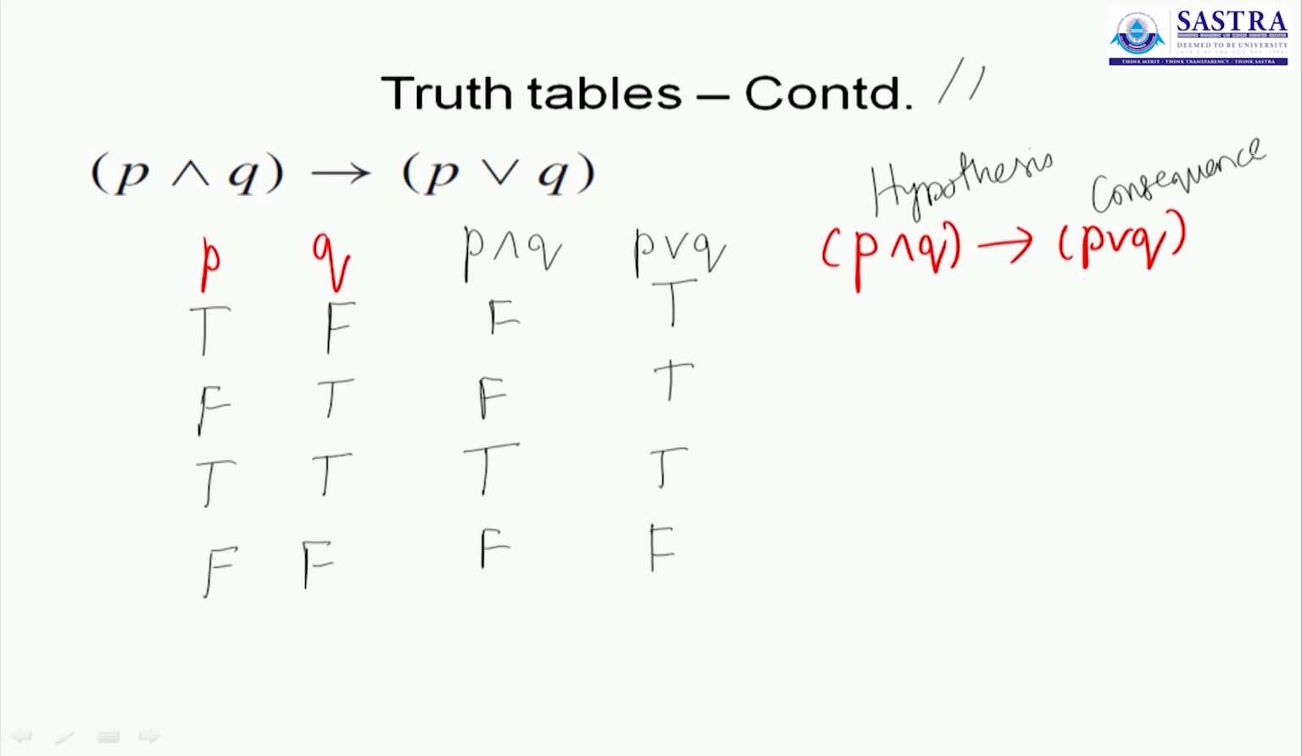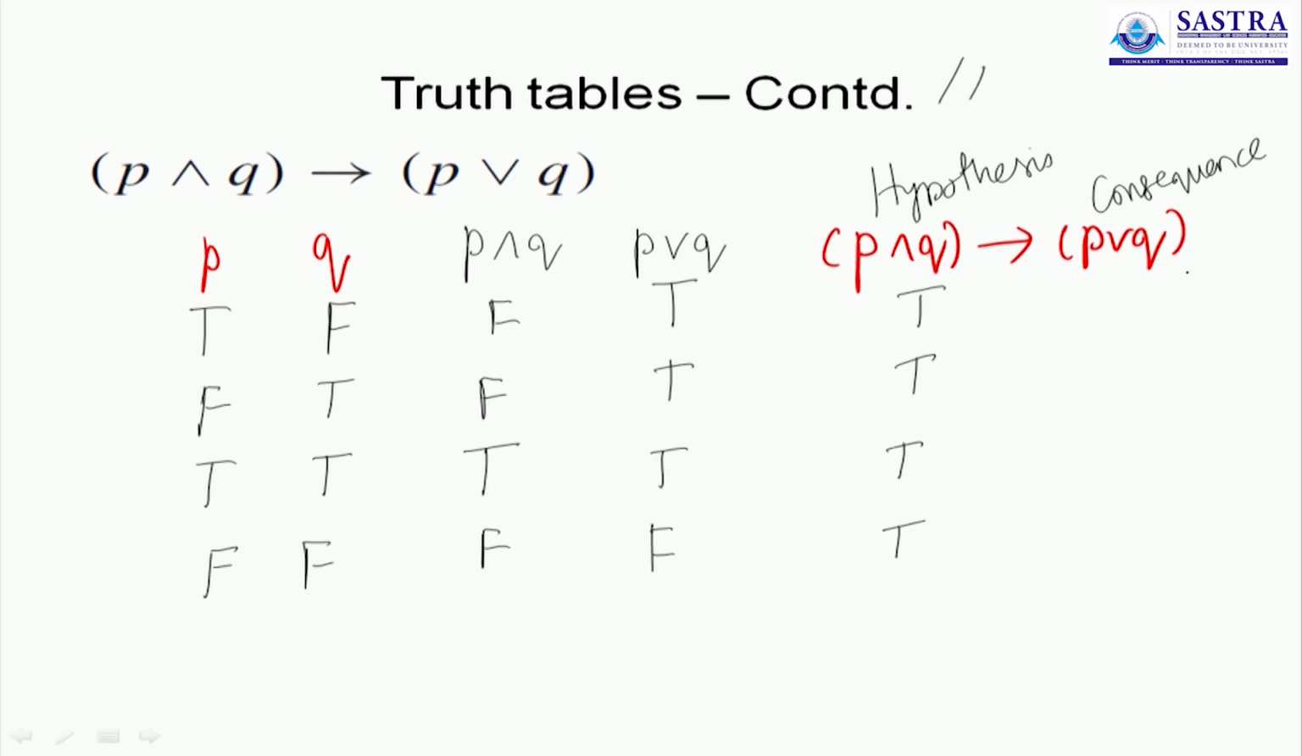Do we have a situation like that here? Do we ever have a row where the hypothesis, as in P conjunction Q, assumes a true value, but the consequence, as in P disjunction Q, takes up a false value? You can see that you never find that happening in the table. So you will never have a false value, and hence all 4 rows return a true value for the given compound statement. All 4 values. And this is the first of its kind.